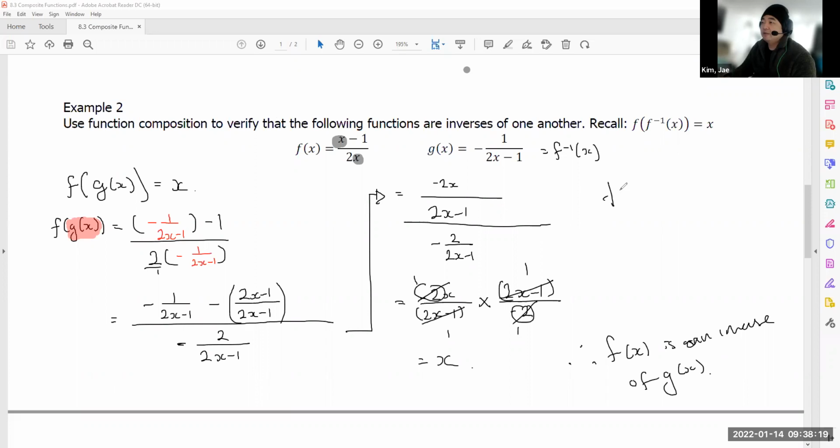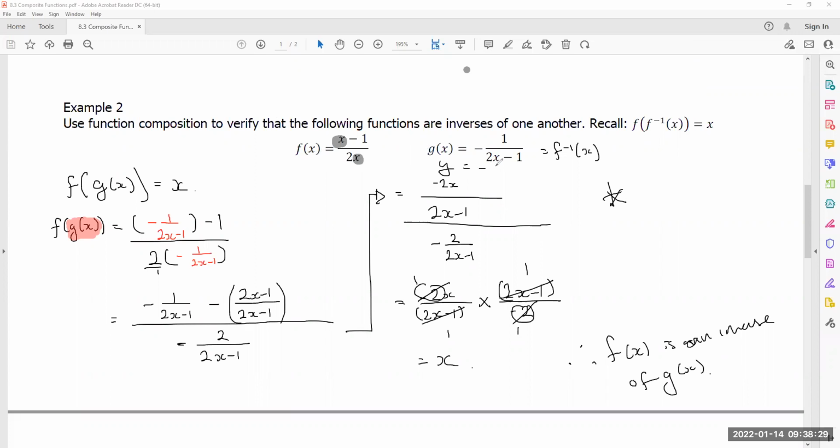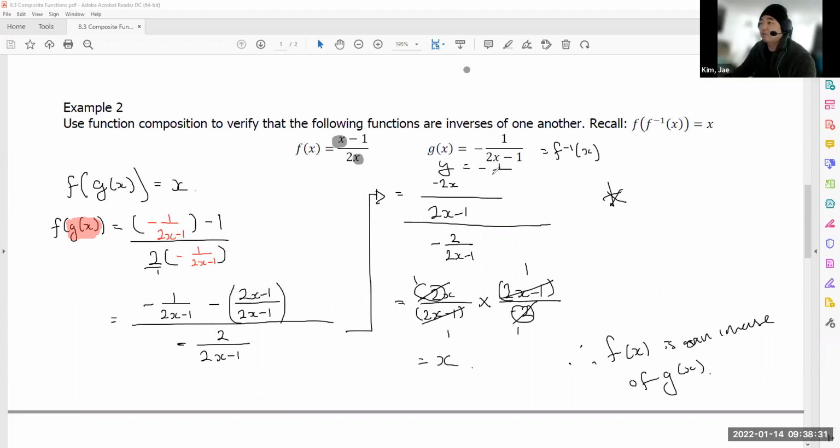As an extension, please note that you could have always tried to prove that f of x is an inverse of g of x by turning this into y equals -1 over 2x minus 1, and then swapping the location of x and y. But the question did ask you to use function composition, and so I didn't do that.